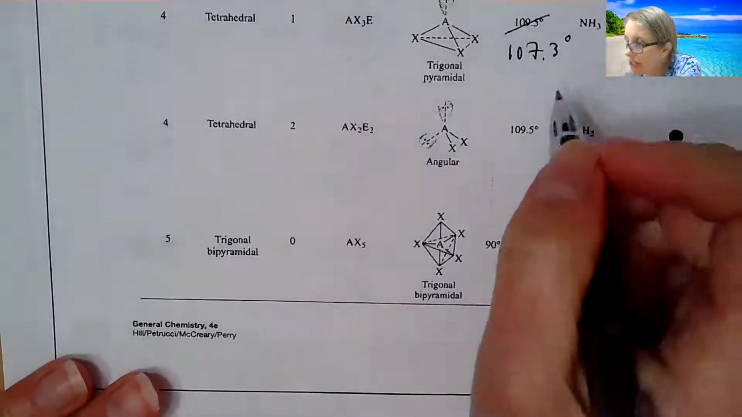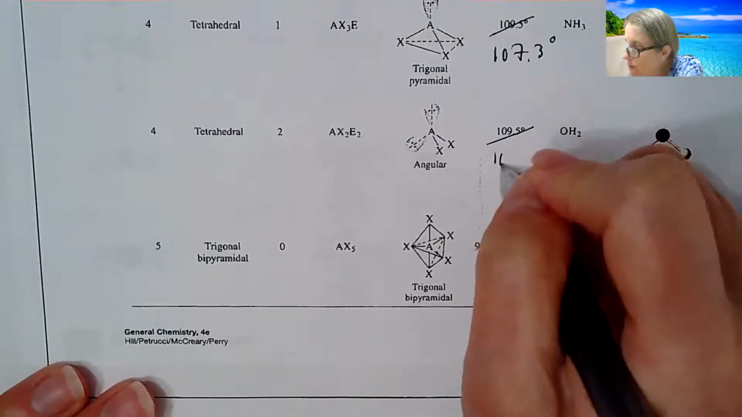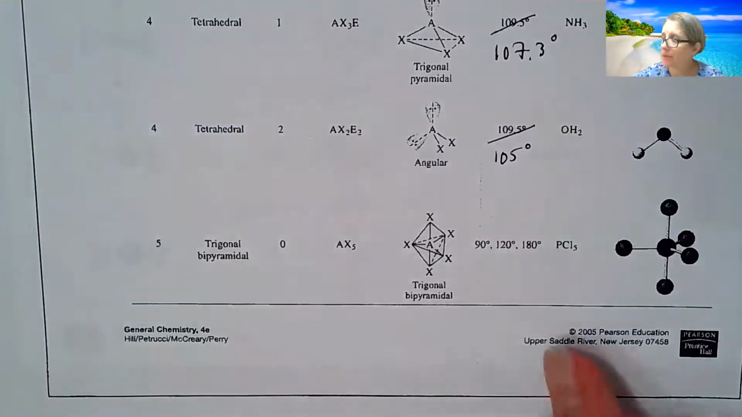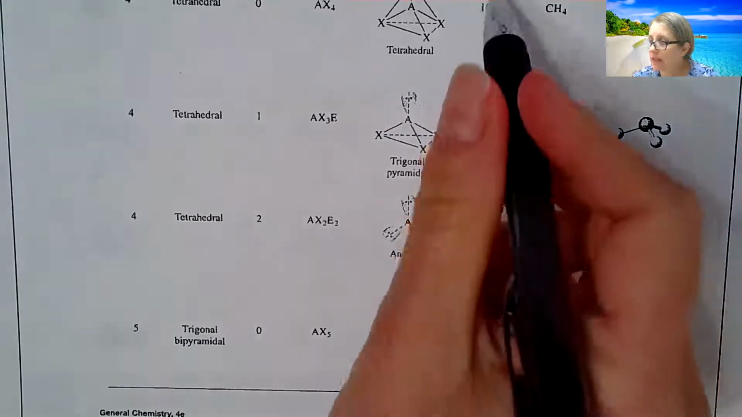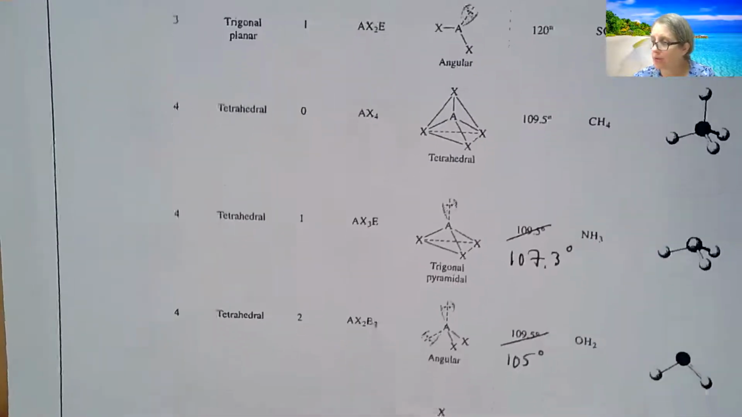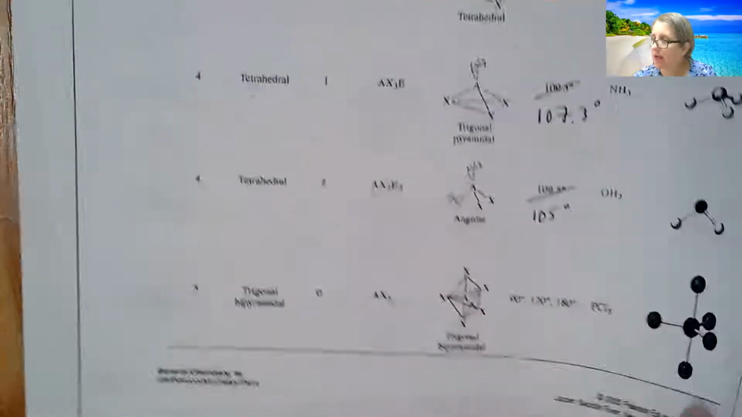So if you want to change the next one on your sheet, you could change it to 105, or sometimes you will see it as 104.5. As long as you know that you are essentially getting a smaller bond angle each time you add some lone pairs. And do realize the lone pairs are these little bubble things on your diagram.